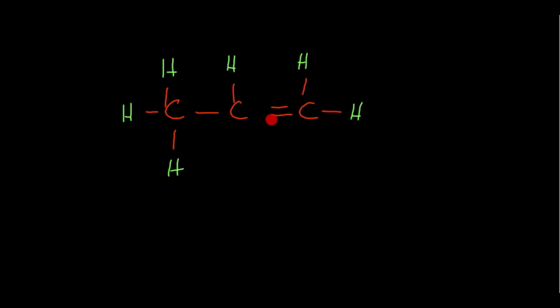The second carbon forms a double bond with the next carbon atom and a single covalent bond with the first carbon atom, plus one hydrogen. So it forms 1, 2, 3, 4 bonds, and this carbon is tetravalent. Similarly, the third carbon forms a double covalent bond with the second carbon and two single covalent bonds with hydrogen atoms: 1, 2, 3, 4. So this carbon is also tetravalent. This is the structural formula for propene.